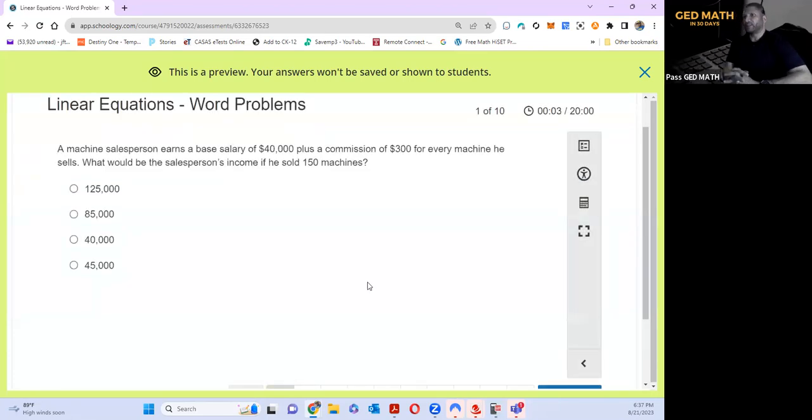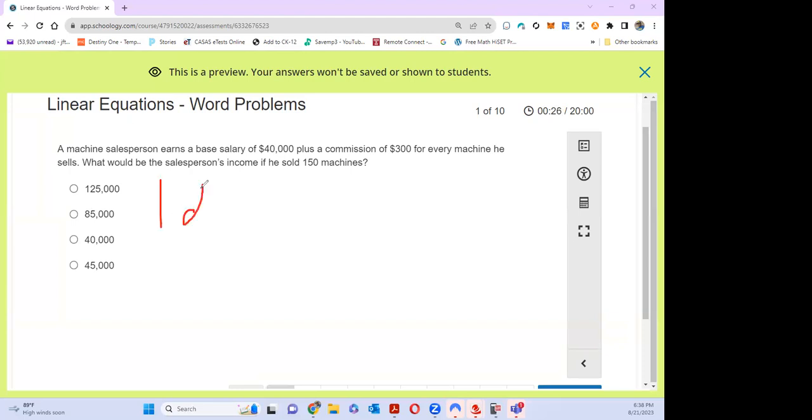Okay, so let's look at this. A machine salesperson earns a base salary of $40,000 plus a commission of $300 for every machine he sells. What would be the salesperson's income if he sold 150 machines? Okay, where would I even start? I don't even know how to start this problem. How would I even start this problem?